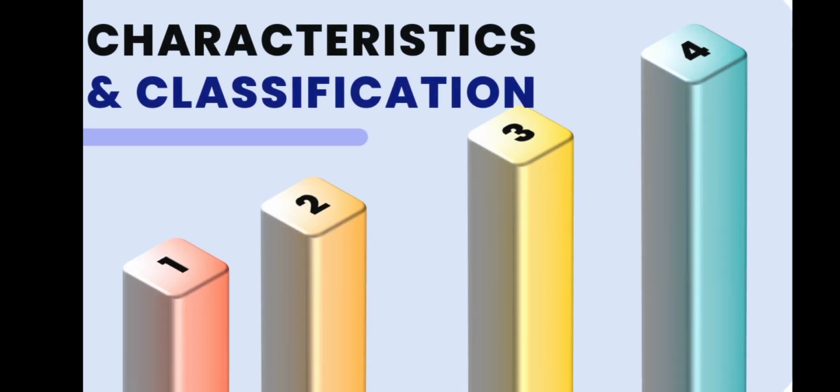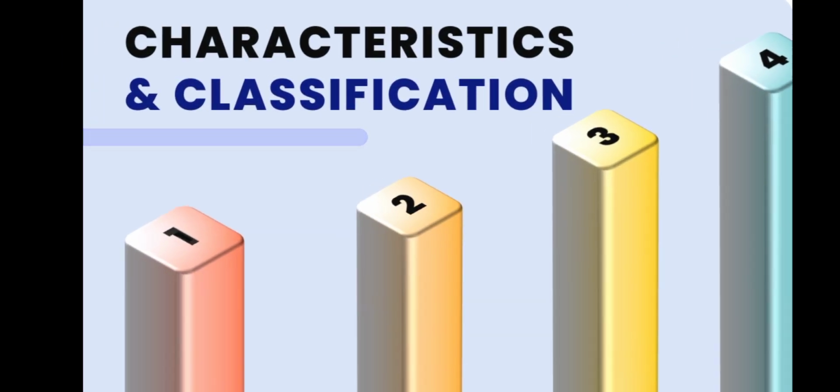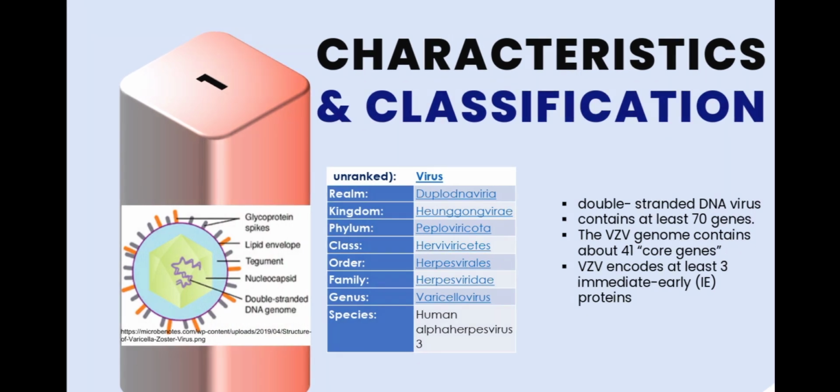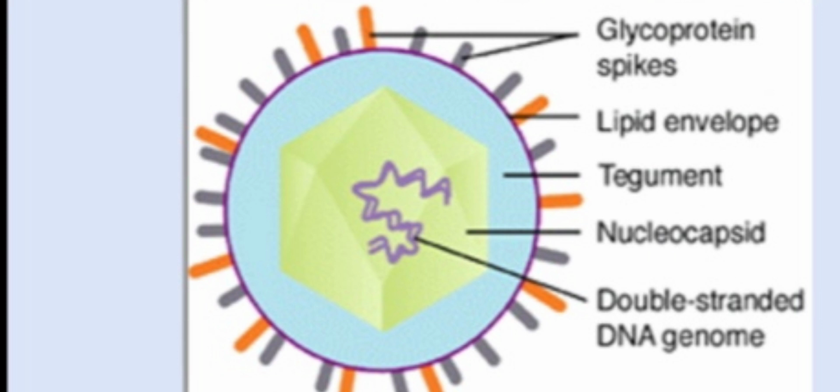Characteristics and classification. Varicella zoster, or VZV, is an alpha herpesvirus and a member of the Duplodnaviria realm, Heunggongvirae kingdom, Peploviricota phylum, Herviviricetes class, Herpesvirales order, Herpesviridae family, and Varicellovirus genus. As you can see in the structure, this virus is a double-stranded DNA virus, and each genome contains at least 70 genes and 41 core genes.